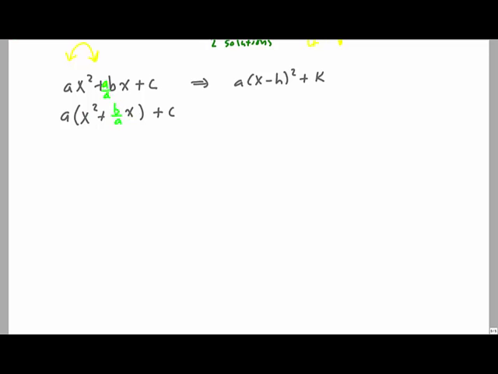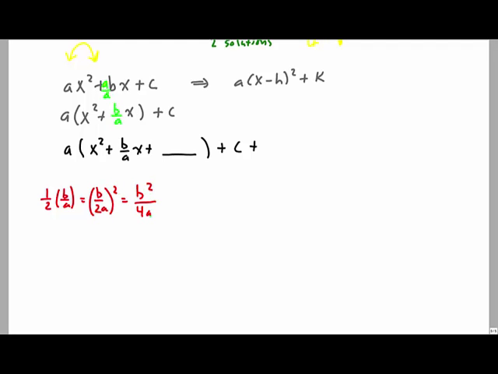Now when I complete the square, again I'm going to have this a out front, I want to leave room here for adding another piece. So this is going to be b over a x plus some blank, and then whatever I add, I have to add something else over here. It's not going to be the same value, but I have to multiply by the a. So the way we complete the square is I take half of the linear term. So I take half of b over a, which is b over 2a. And then I square that value, and that's b squared over 4a squared.